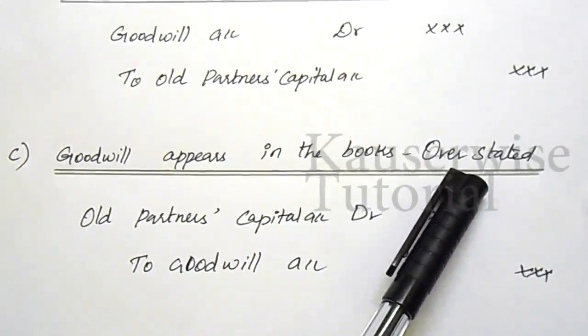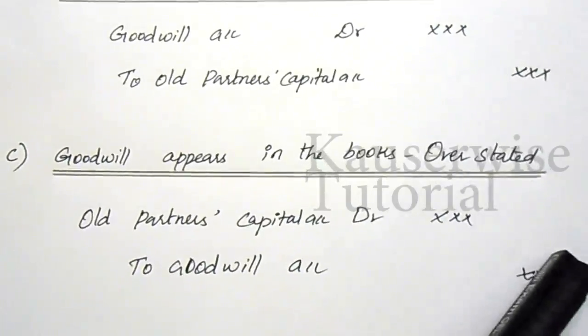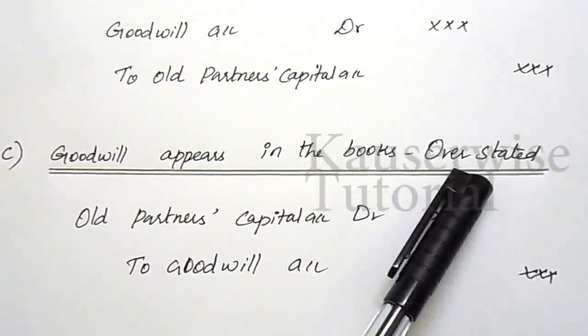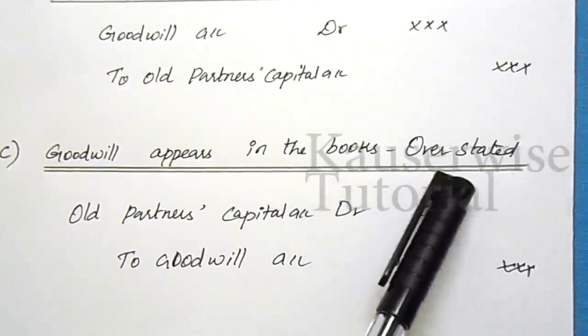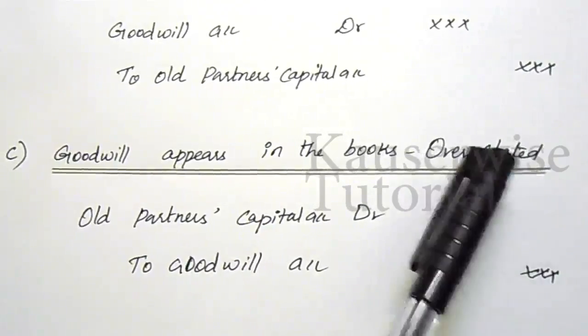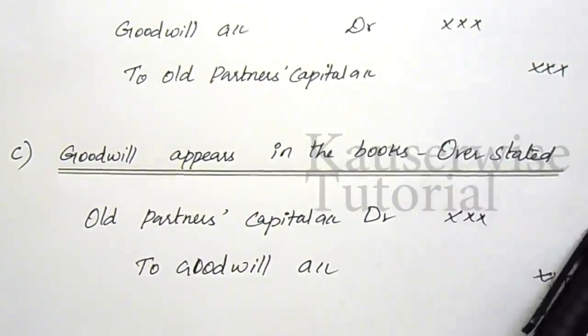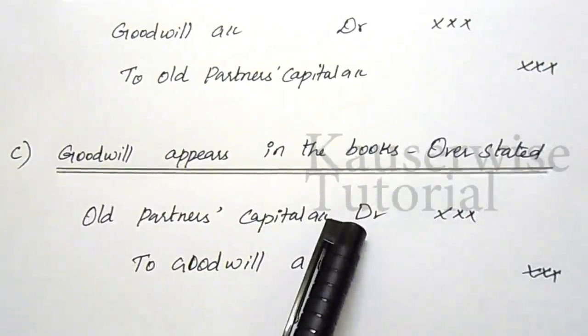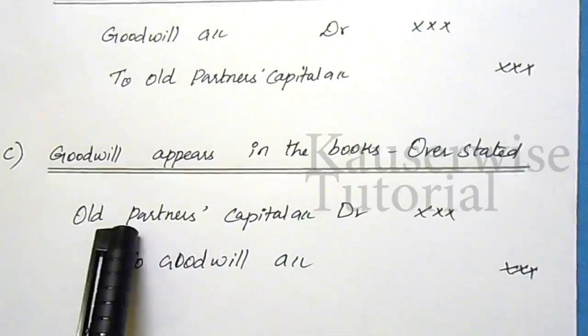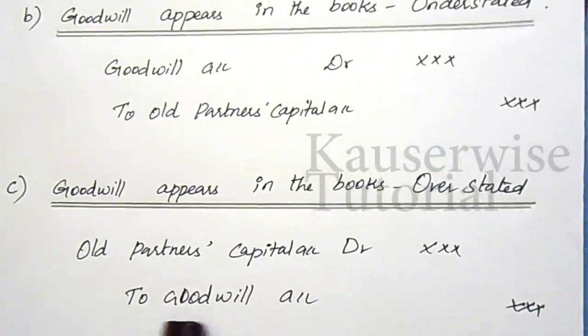So if the revised value of goodwill is lesser than the balance sheet value, this is called overstated. In such a case, just compare the balance sheet value with the revised value and find the difference. The difference will be transferred to the old partners' capital account. The entry is just the opposite entry: old partners' capital account debit to goodwill account.